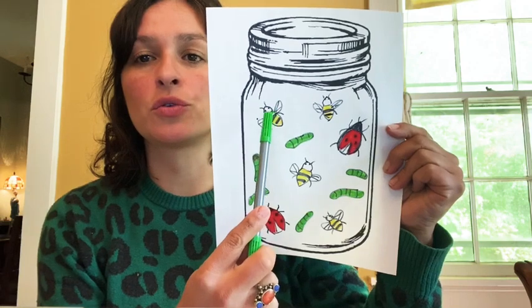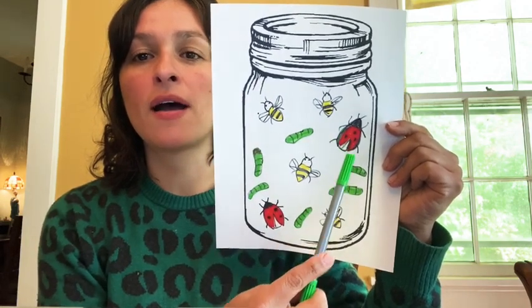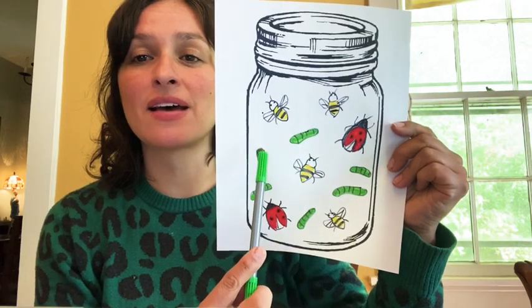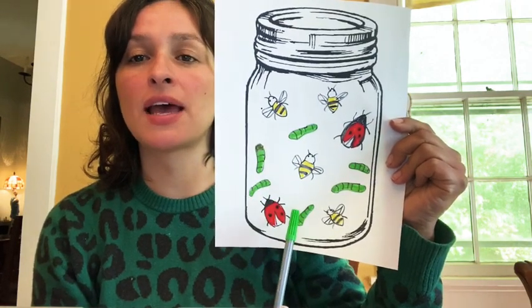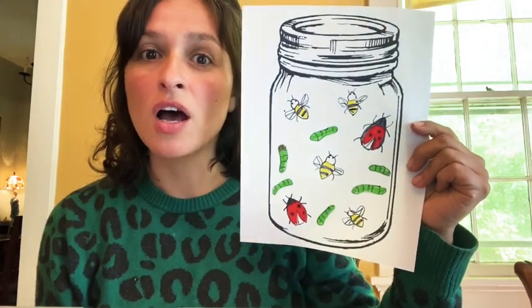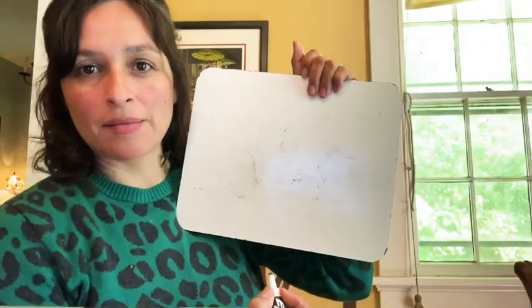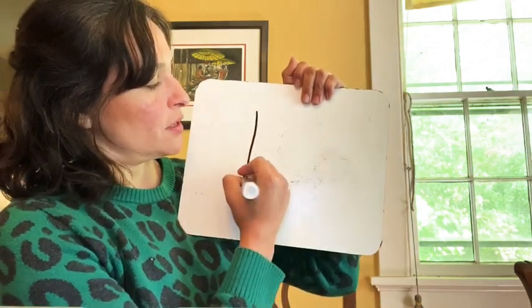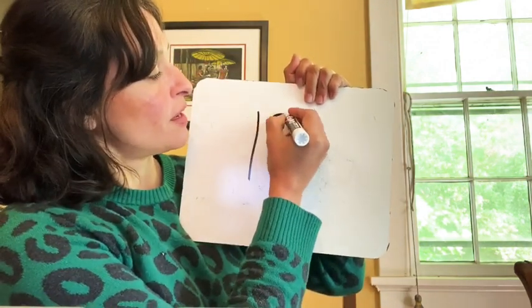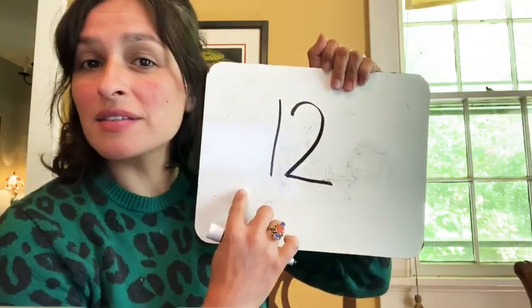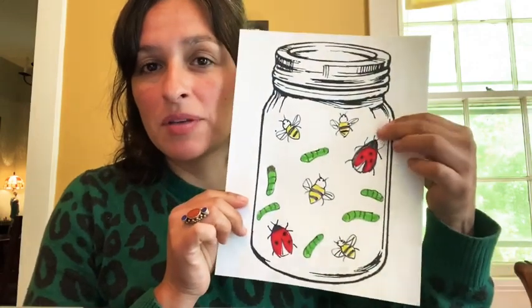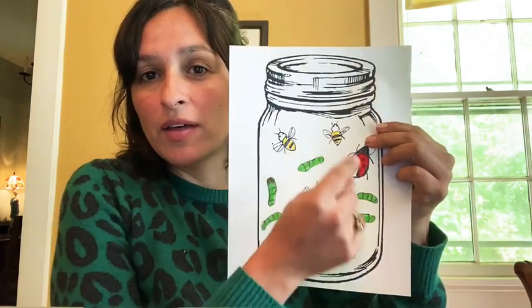1, 2, 3, 4, 5, 6, 7, 8, 9, 10, 11, 12. 12. I hope I didn't miss any. This is how you write the number 12. Así se escribe el número 12. You make a number 1, and then you make a number 2. And this is the number 12. El número 12. Let's see how many there are of each bug. Vamos a ver cuántos insectos hay de cada uno, okay?